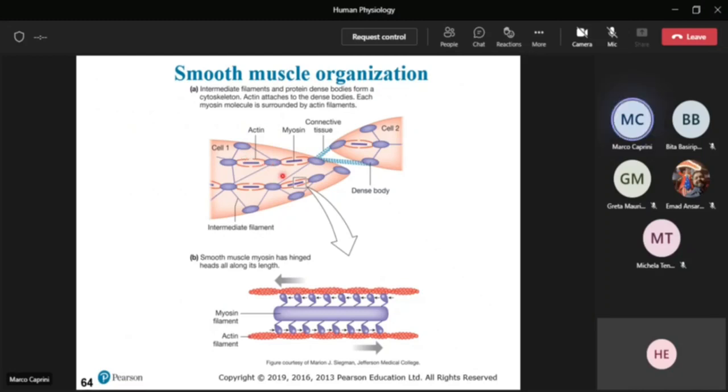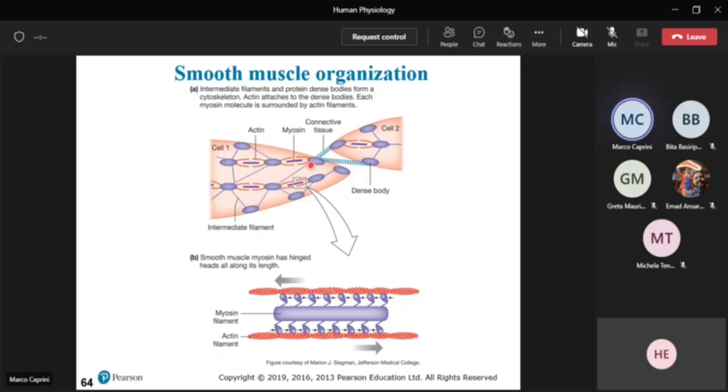in the same way that produce the contraction in the skeletal muscle. The contraction also in this case is initiated by an increase of calcium ions. How is the concentration of calcium inside the cell? How is the concentration of calcium outside the cell? Okay, remember. Both these two characteristics of the skeletal muscle are present also here in the smooth muscle and in the cardiac muscle too. It's the same.